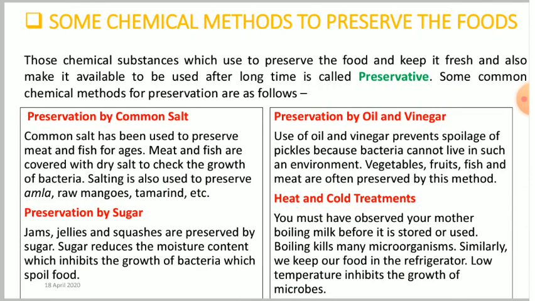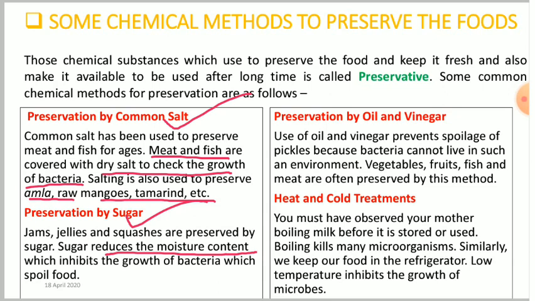Some of the chemical methods used to preserve foods are, they can be preserved by common salt. So what does common salt do? It checks the growth of microbes or bacteria over the food. Thus we can use common salt to preserve meat, fish, as well as amla, raw mangoes, and tamarind. Similarly, we can preserve food with the help of sugar, where the sugar does what? It reduces the moisture content in the food, which does what?